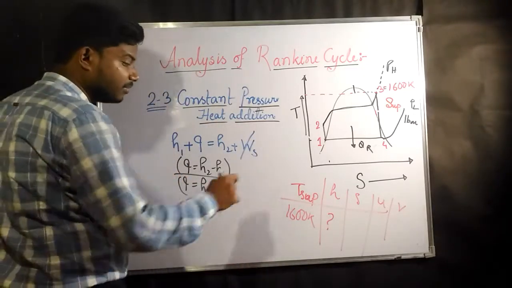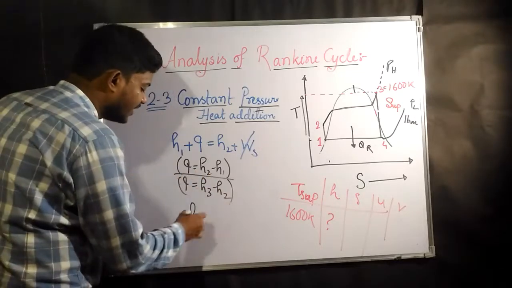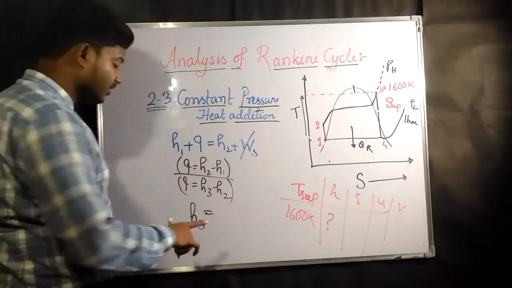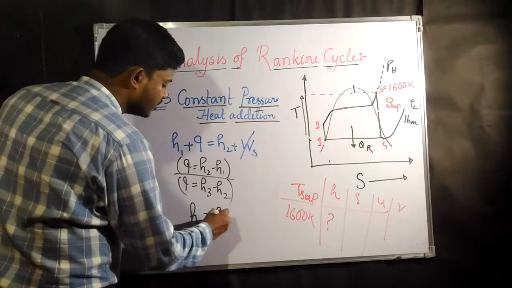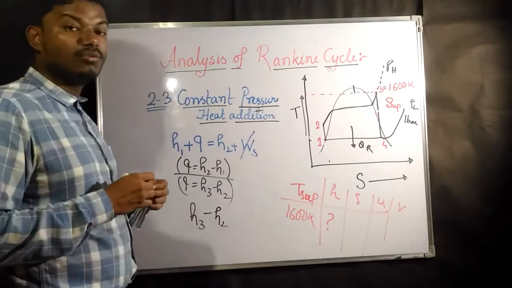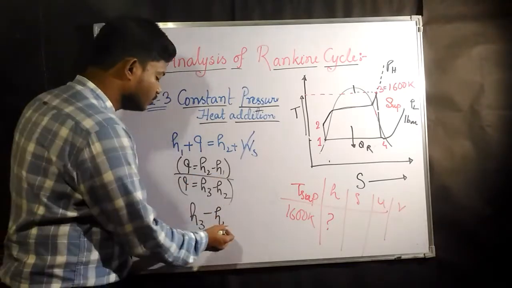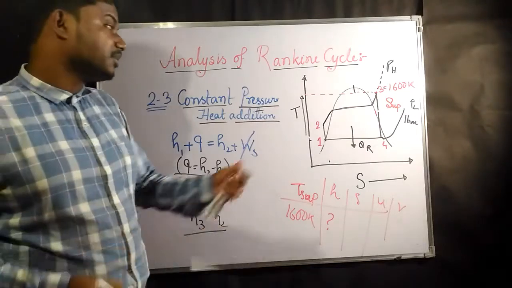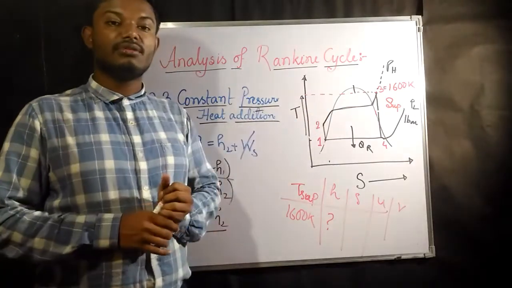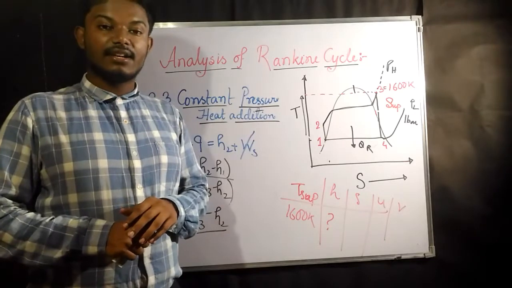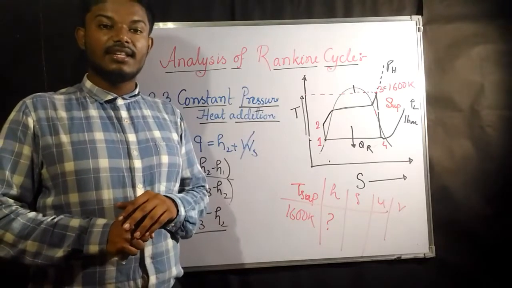From the steam table part you can already find H3, and minus H2, which has already been found out in the process 1 to 2. So if you find the difference between the enthalpy at point 3 and point 2, you are going to find the heat addition, or the amount of heat addition in the process 2 to 3.